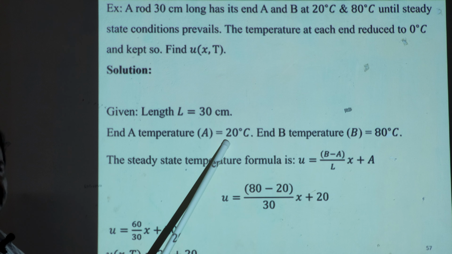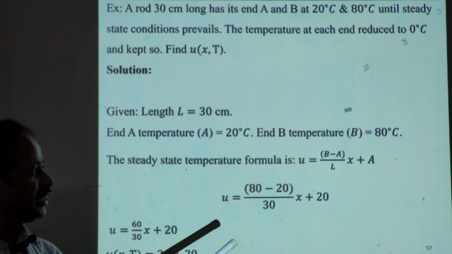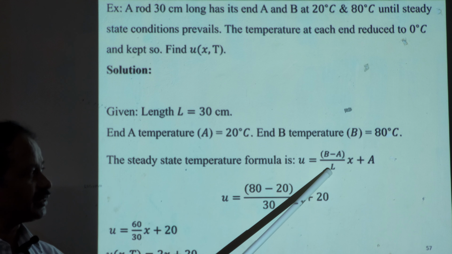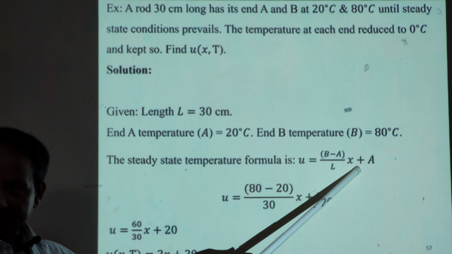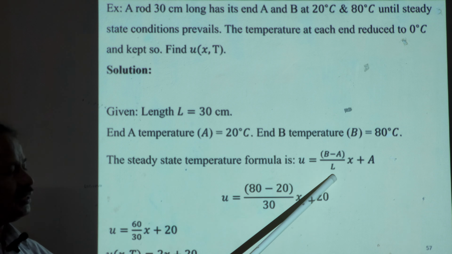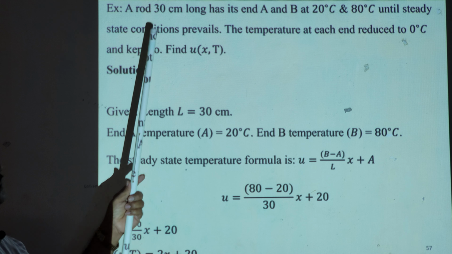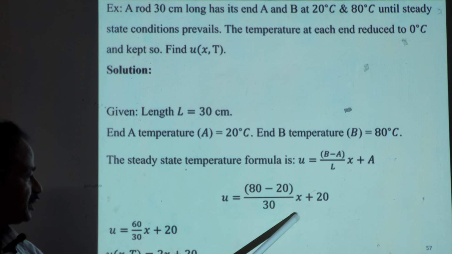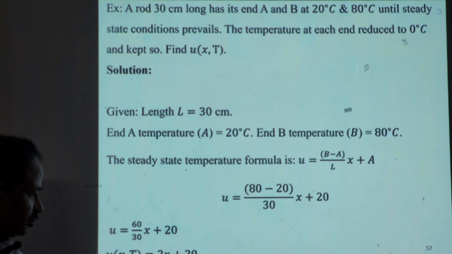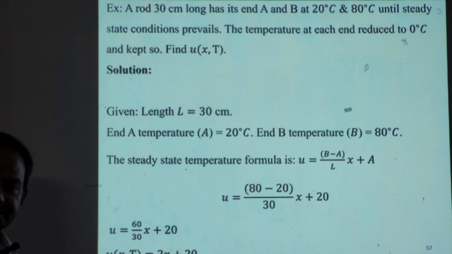One end is kept at 20 degrees, the other end at 80 degrees. There is a steady state formula: u equals b minus a by L times x plus a. B is 80, a is 20. The length of the rod is given as 30 centimeters, so u equals 60 divided by 30 times x plus 20. So u is a function of x comma t, which is equal to 2x plus 20.